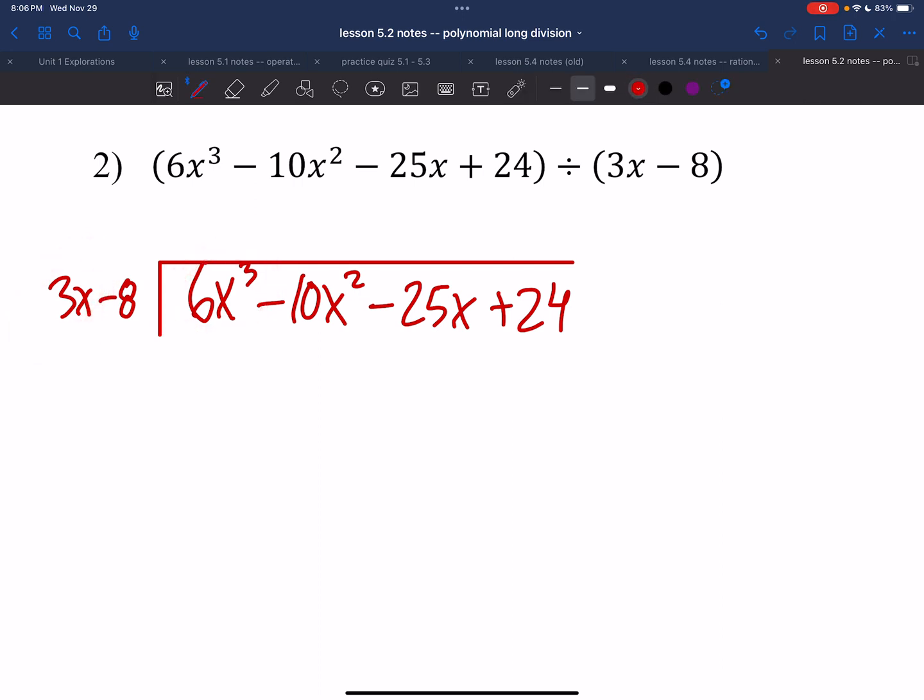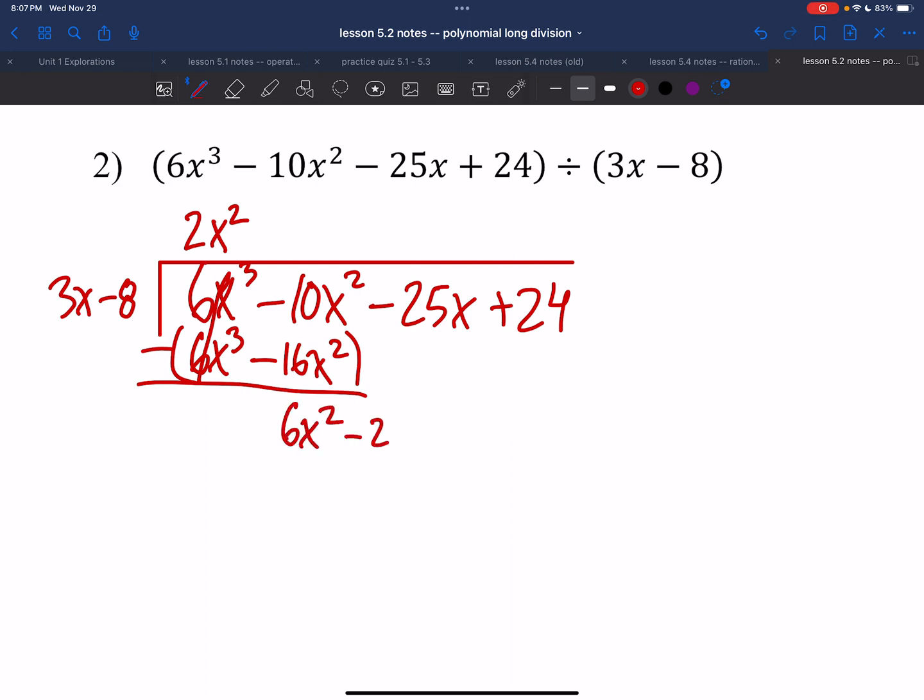So I say, okay, 3x times what is 6x cubed? Well, 3 times 2 is 6, and x times x squared is 6x cubed. Now I'm going to multiply 2x squared times both terms, and I'll get 6x cubed. Then I'm doing negative 8 times this, which gets me negative 16x squared. Subtract, this is gone. Negative 10 minus negative 16 is 6x squared. This is minus 25x. Do it again.